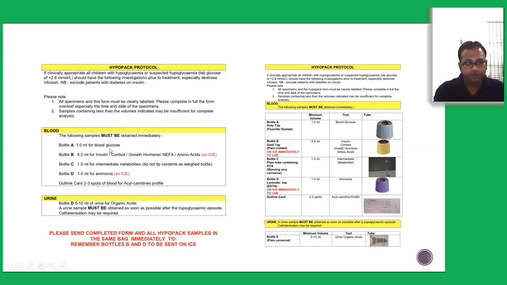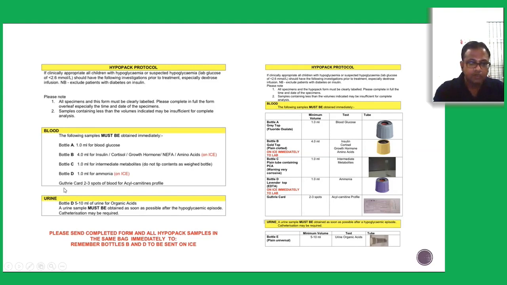So 1 ml of blood for glucose, and that is bottle A, which you can identify using the color of the cap. And 4 ml of blood for insulin, cortisol, growth hormone, amino acids, and note that you have to send these samples in ice. So that is this yellow one. And then another 1 ml for intermediate metabolites, and then 1 ml for ammonia levels. Again, this sample you have to send on ice. Right. So that comes with the purple or lavender color cap.